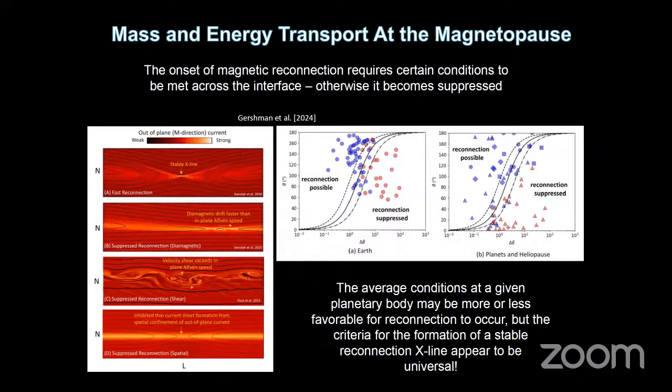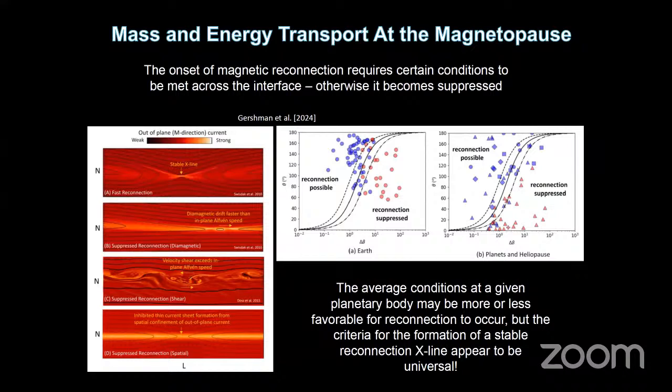So the one thing that we did was actually look at this, and lots of people have over the decades thought about this at different planetary environments. And one thing that becomes clear is that reconnection requires certain conditions to onset, but you can apply those conditions to a lot of environments. So in the top panel on the left, which is typical fast reconnection and a stable X line, you have magnetospheric and magnetosheath plasmas coming together and forming an outflow, and reconnection happens, and you have this conversion of magnetic energy to particle energy.